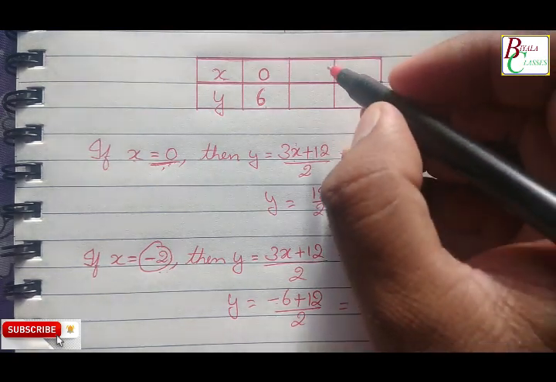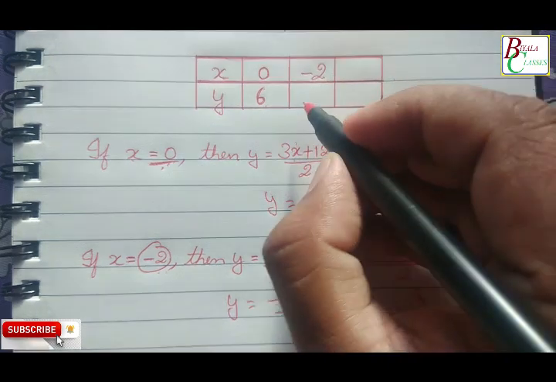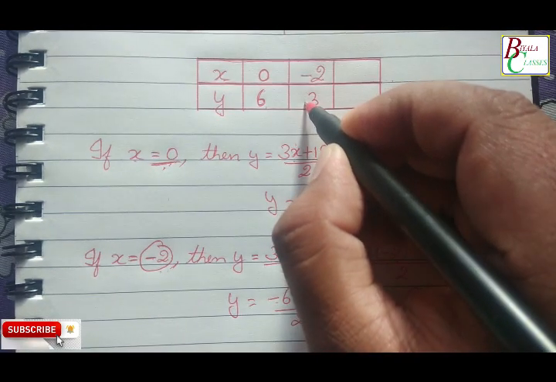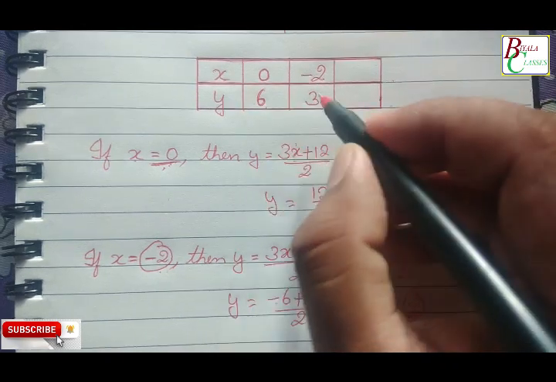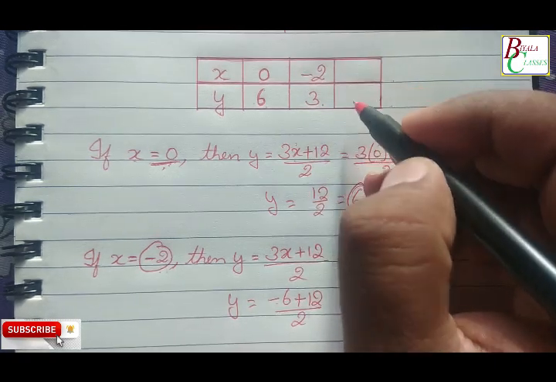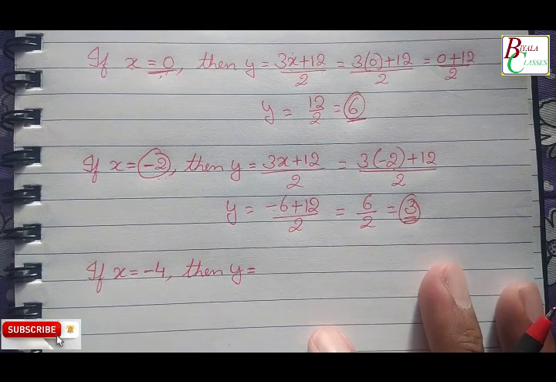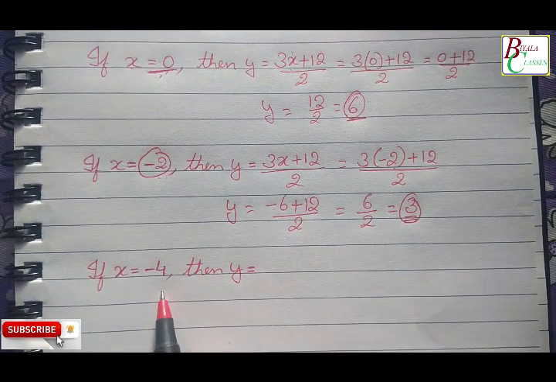Shift it in the table. So x equals to minus 2 and y equals to 3. So here again the same condition, 2 are okay. With 2 solutions you can draw the graph, but still we will find one more solution. Let's have x equals to minus 4.